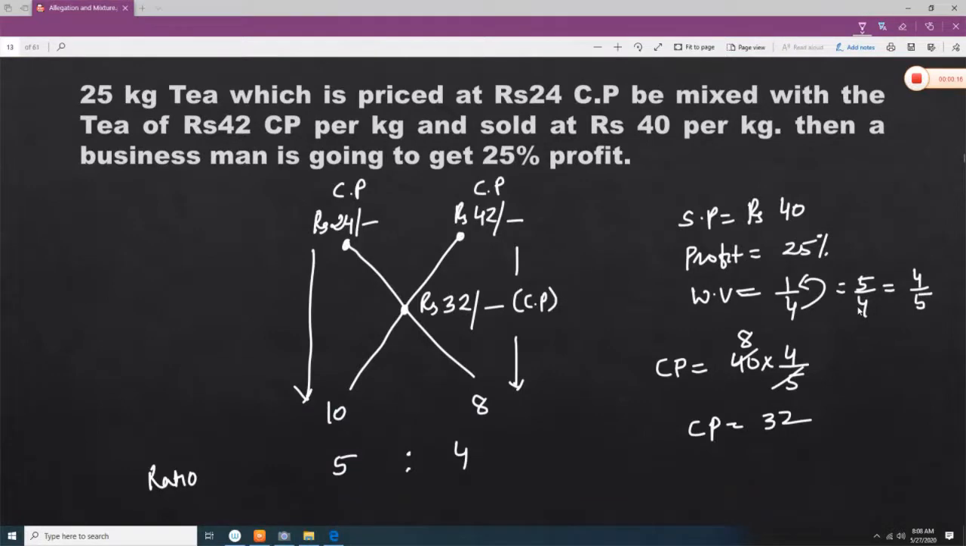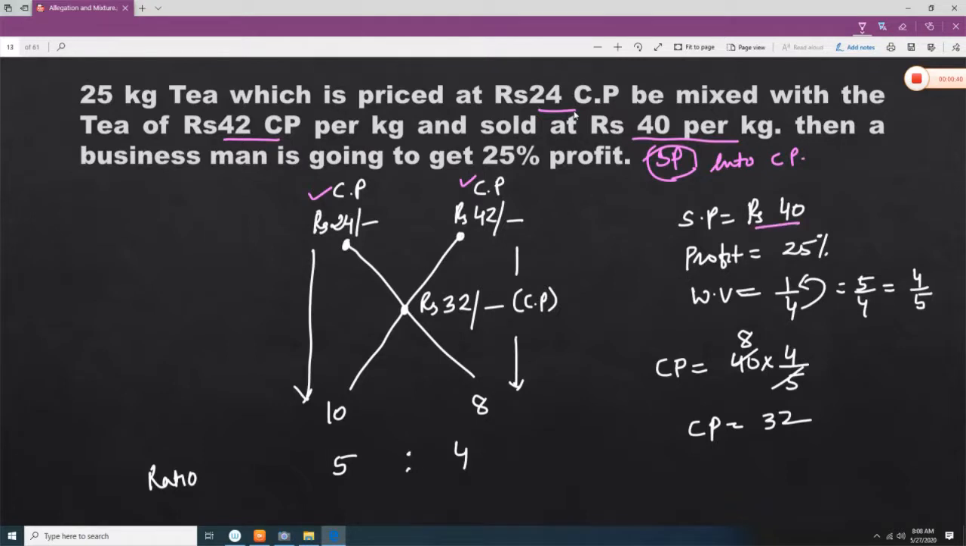25 kg tea which is priced at rupees 24 CP is to be mixed with the tea of rupees 42 CP per kg and sold at rupees 40 per kg. Now this is SP, whereas this is CP and this is CP. So first we have to convert this SP into CP.